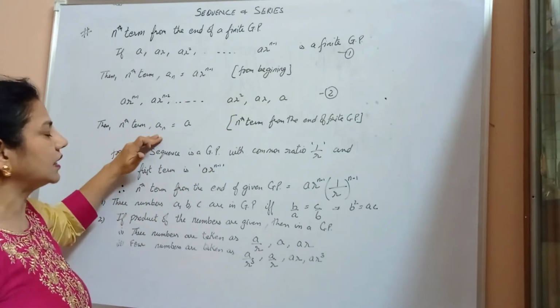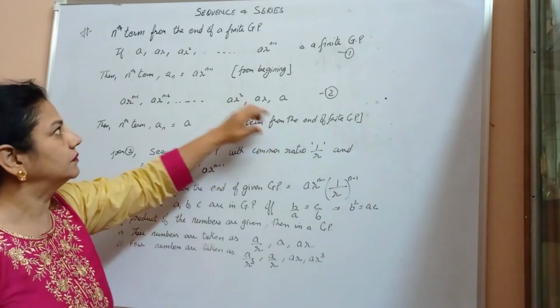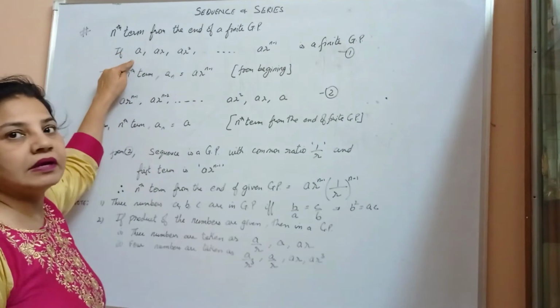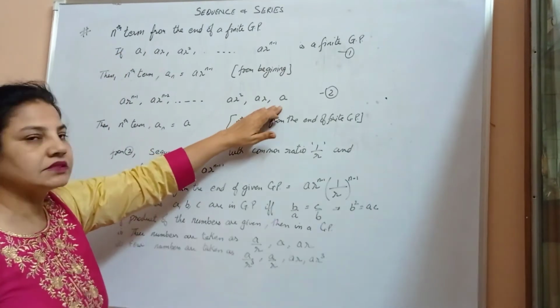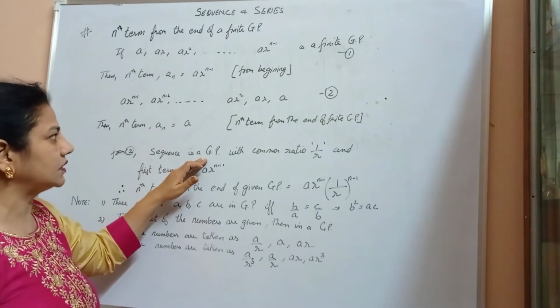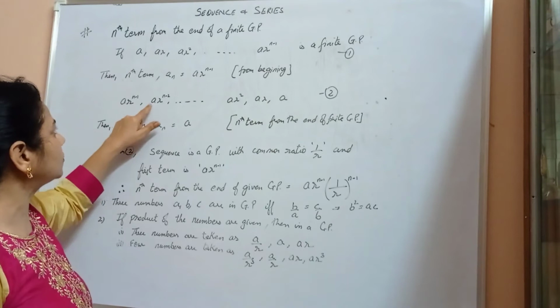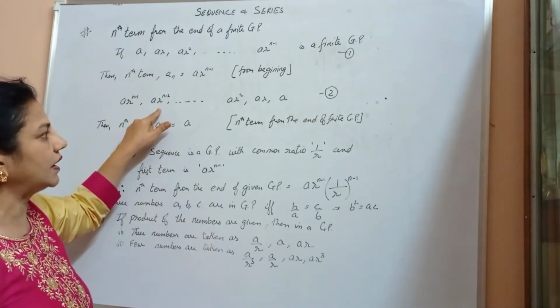So the nth term from the end of the finite GP: from this end, if I observe, then a will be the nth term. So we can say that this sequence is a GP with common ratio 1 by r. You can observe that every time the common ratio is being divided.